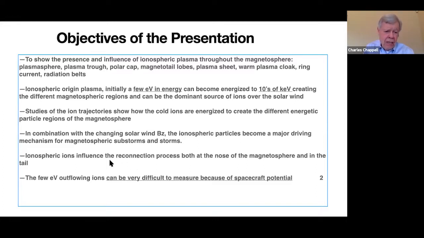And as a reminder that ionospheric ions, both from the plumes that come off the plasmasphere, the warm plasma cloak that brings particles to the nose of the magnetosphere, affect the reconnection process, both at the nose of the magnetosphere and in the tail. And then a reminder that these particles are very difficult to measure because of their low energies and the effect typically of positive spacecraft potential, which means that you don't see them often. And many of our early measurements of the magnetosphere had no measurements of anything in the lobes because the spacecraft was charged enough that it could not see the cold plasma.